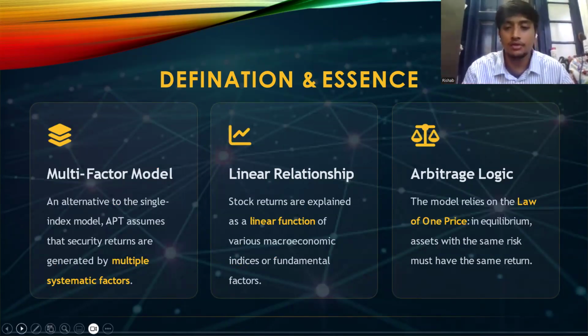So now let's see the definition and essence of APT. First, APT is a multi-factor model, meaning returns are influenced by multiple systematic factors like inflation, interest rate, and GDP growth. Second, it assumes a linear relationship between stock price return and these factors, which can be expressed as functions of these factors.